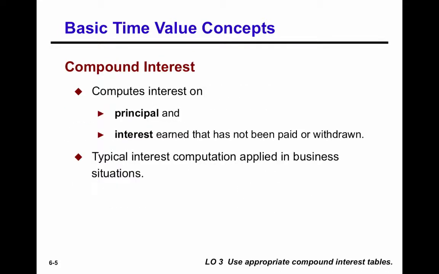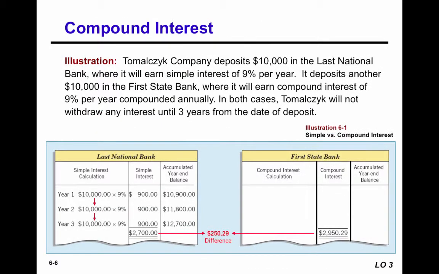So that's simple interest. Compound interest refers to the idea that not only can interest be calculated on principal, but it can also be calculated on interest. And there are many situations in business where this type of computation needs to be done. So this slide gives you a basic example of what the difference is between simple and compound interest. Basically, you can read this and follow it through.